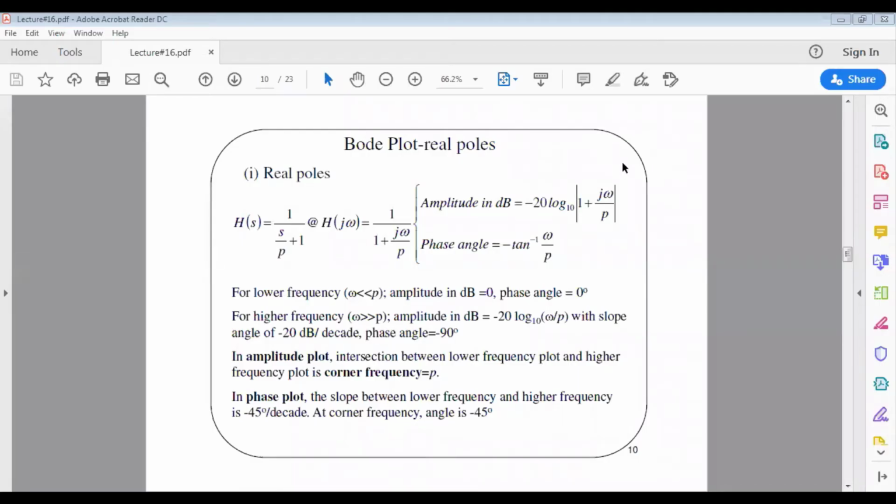Hello, we meet again. Okay, so we are going to continue with part 2 of lecture 16. We're going to proceed with understanding the Bode plot for a real pole.